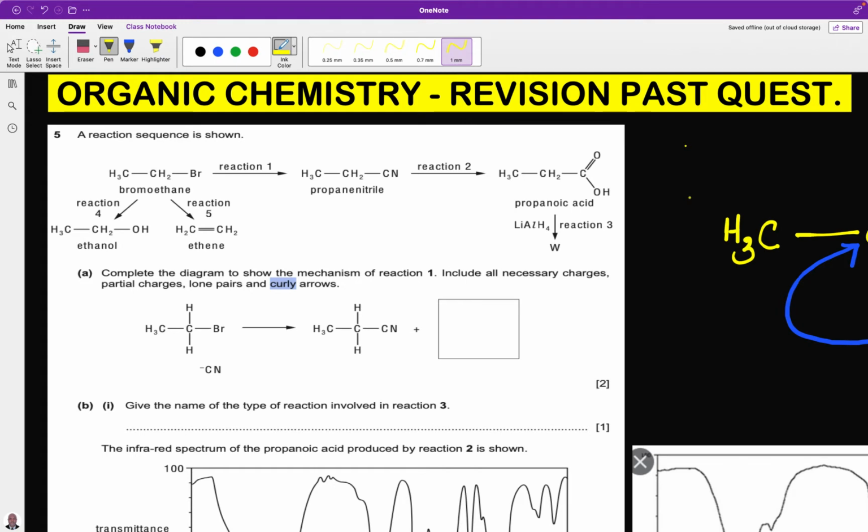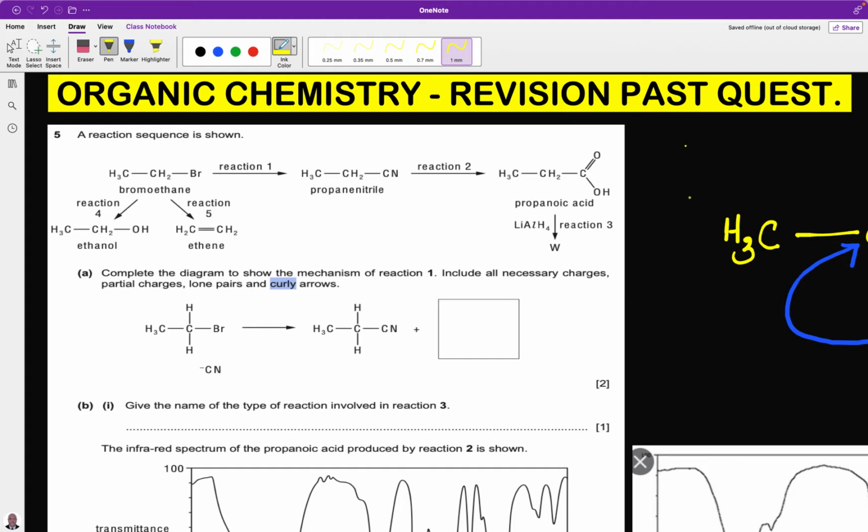Now, again, bromoethane undergoes reaction 4 to produce ethanol. Again, bromoethane undergoes reaction 5 to produce ethene A. Complete the diagram to show the mechanism of reaction 1. Include all necessary charges, partial charges, lone pairs, and curly arrows.